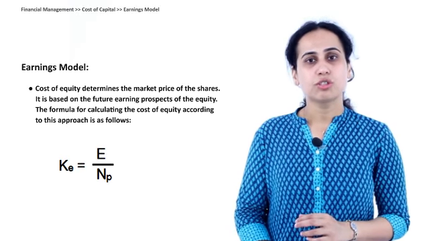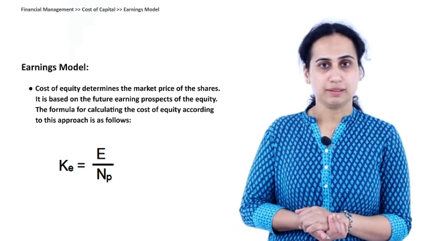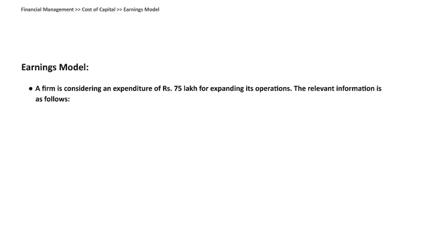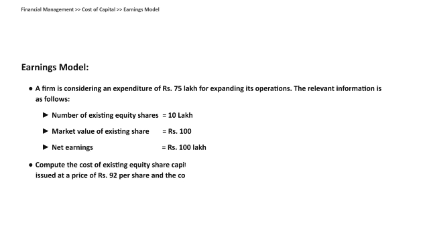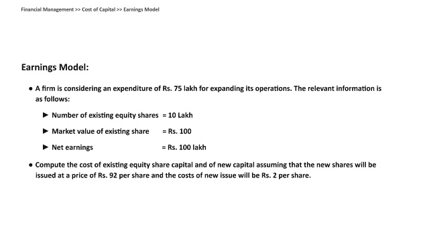Let us do a small illustration to make the earnings model clearer. As you can see in this illustration, a firm is considering an expenditure of rupees 75 lakhs for expanding its operations. The relevant information is as follows. Number of existing equity shares is 10 lakh. Market value of existing shares is 100. Net earnings is 100 lakhs. Compute the cost of existing equity share and the new equity share capital, assuming that new shares will be issued at a price of rupees 92 per share and cost of new issue will be 2 per share.